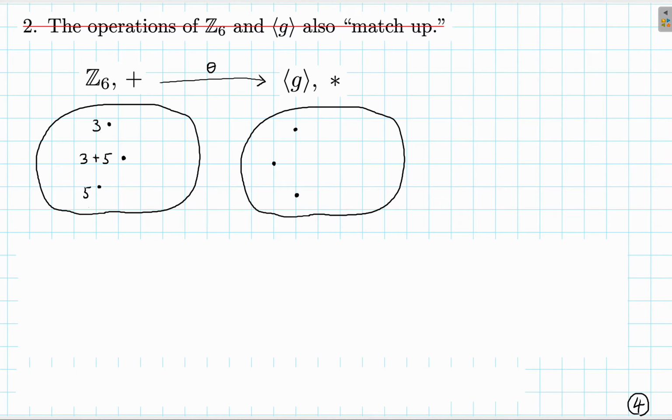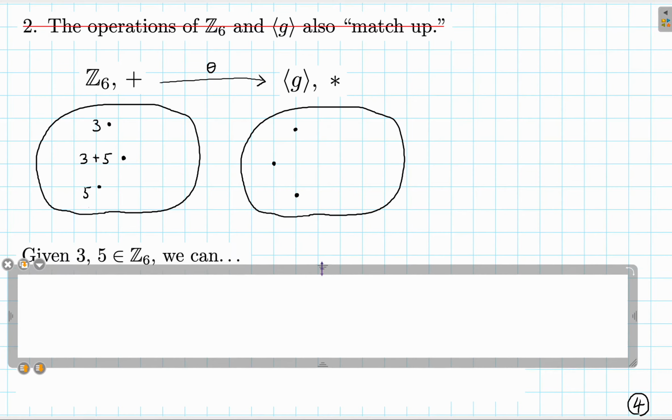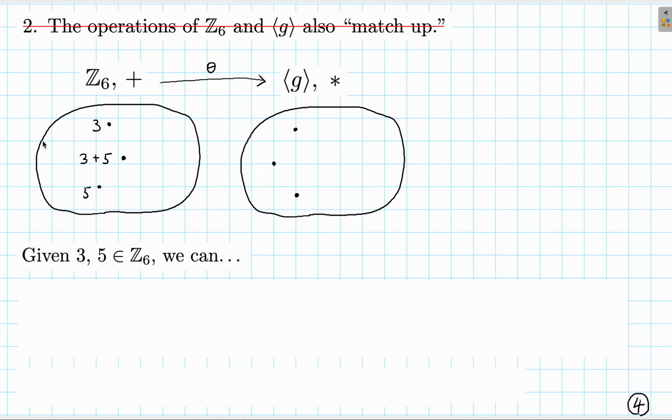Next, let's consider this notion that the operations of Z6 and bracket g match up. And we'd like to use our function theta to make that notion more precise. So to do that, let's consider a pair of elements in the domain, 3 and 5 in Z6. And we can work with those two inputs in a couple of different ways.